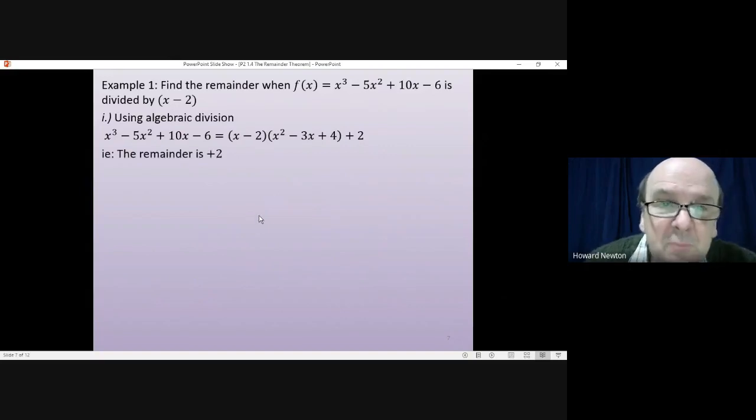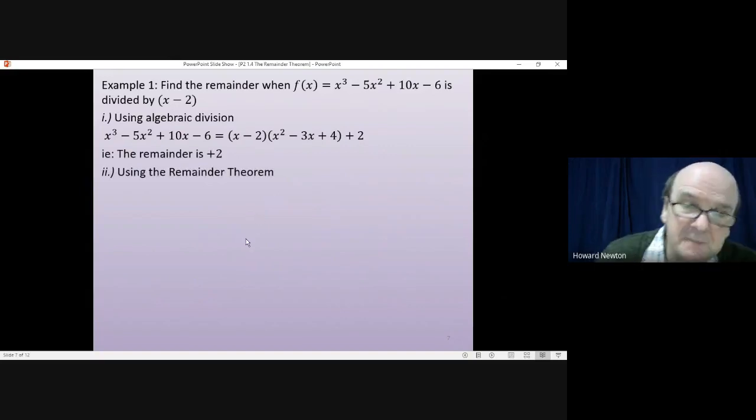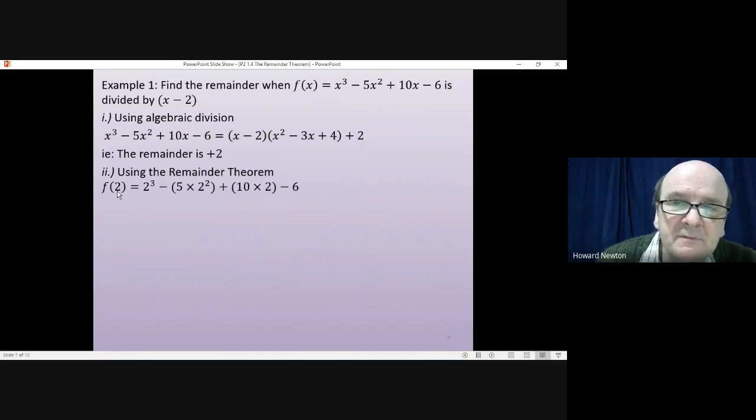Now that's quite long and complicated using algebraic division. What about if we choose to use the remainder theorem? It's a lot easier. All we have to do is put 2 into the function. So if we're dividing by x minus 2, then we find f of plus 2. Putting 2 into the function gives us 2 cubed minus 5 times 2 squared plus 10 times 2 minus 6. You can put all of that in the calculator. It simplifies to f of 2 equals plus 2, which is the answer we got before.